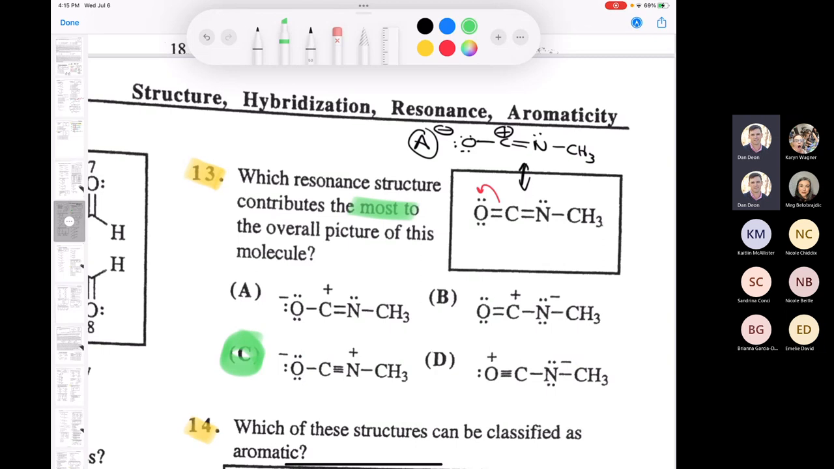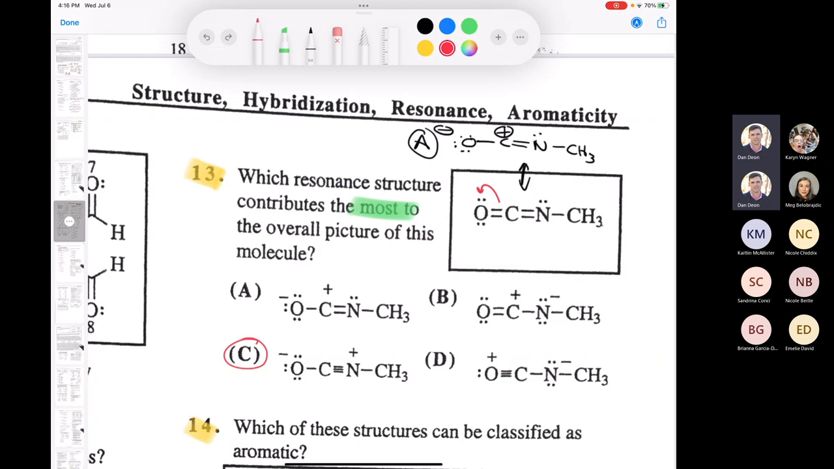But you might be sitting there thinking, well, hold on. Doesn't this one obey the octet rule too? Yeah, it does, but the issue is that you've got the positive charge on the more electronegative element and the negative charge on the more electropositive element. So it's an okay resonance structure, but it's not going to be nearly as large a contributor as C, where you have the negative charge on oxygen. We know oxygen is the second most electronegative element in the periodic table, and nitrogen comes after it.